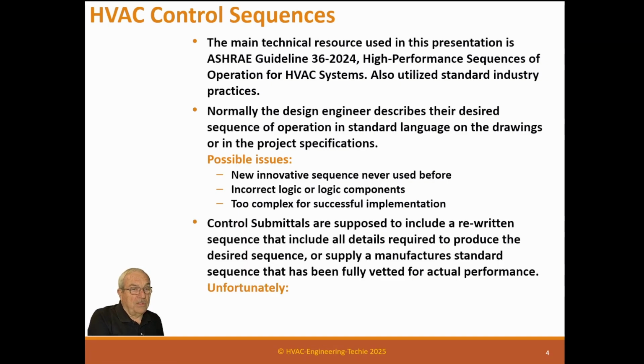Now, the control submittals are supposed to include a rewritten sequence that includes all details required to produce the desired sequence, or supply a manufacturer standard sequence that has been fully vetted for actual performance. Unfortunately, what actually happens most of the time, I'd say 99% of the time, the control contractor simply cuts and pastes the engineer's plain English language sequence and puts it in his submittal and says it's the sequence we're going to do. The reason he does that is he doesn't want to be disapproved by the engineer for not doing his exact sequence.